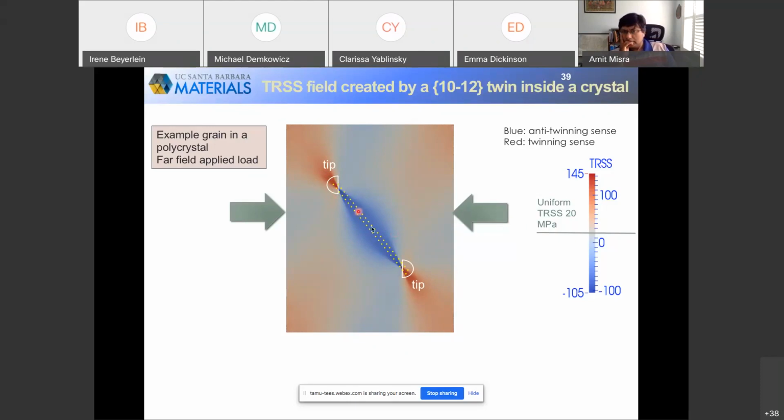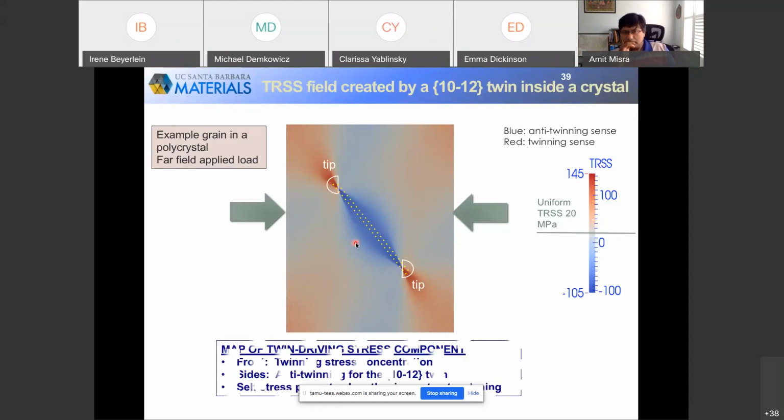However, at the twin boundary, within the twin domain, and then some distance from the twin boundary is the yellow part, where the twin resolved shear stress is anti-twinning. So along the sides of the twin, along the twin boundary, that would not promote a widening or thickening or migration of that boundary under the current stress state.